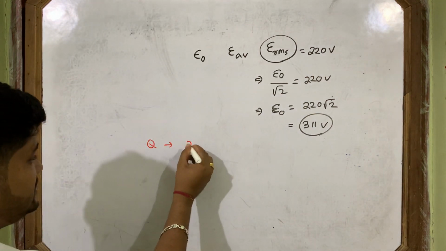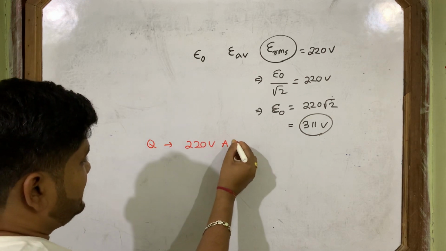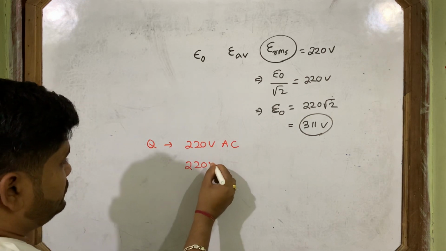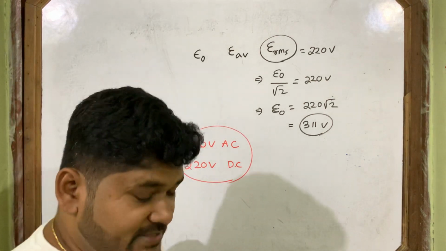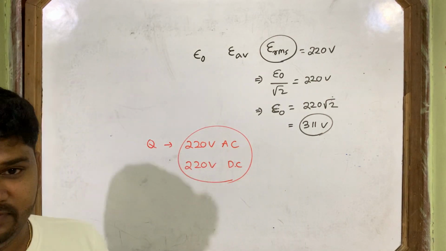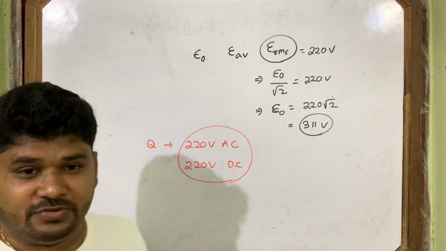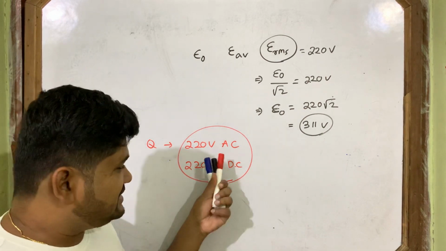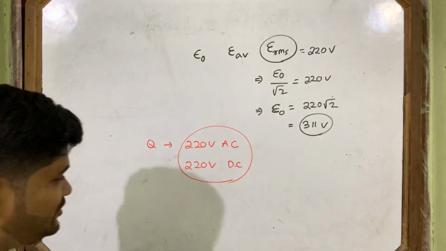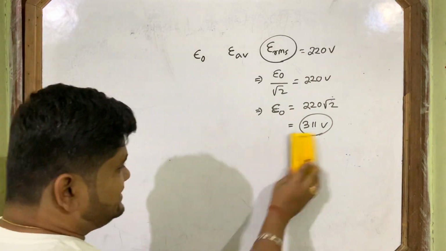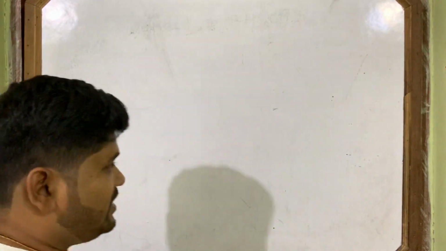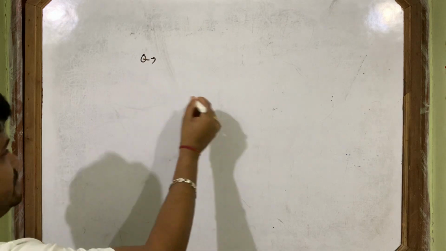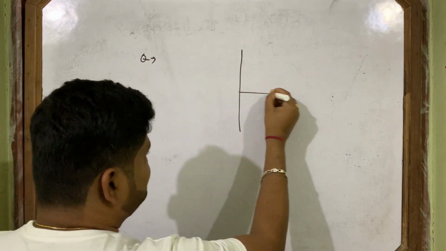Then another question I am telling you. Think about its answer: between 220 volt AC and 220 volt DC, which is more dangerous? This is one big question to you. 220 volt AC and 220 volt DC, which is more dangerous? Think about this answer.